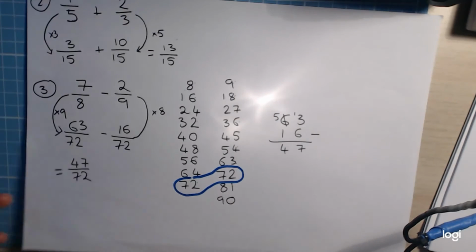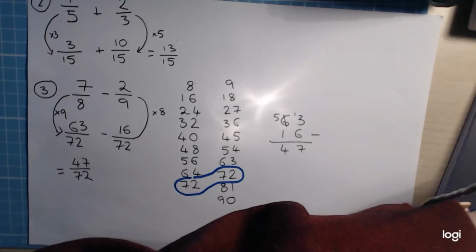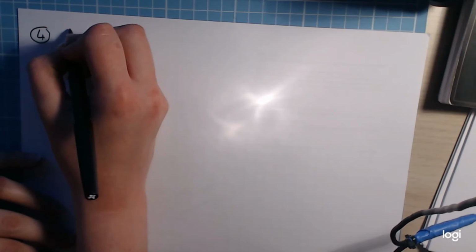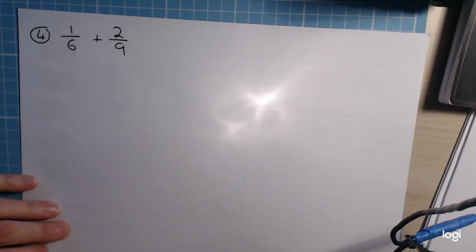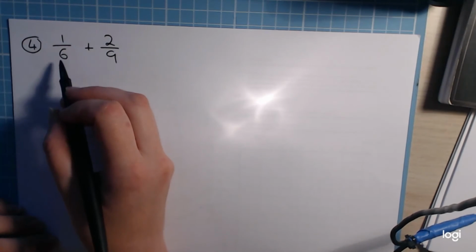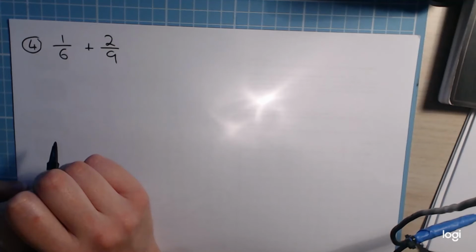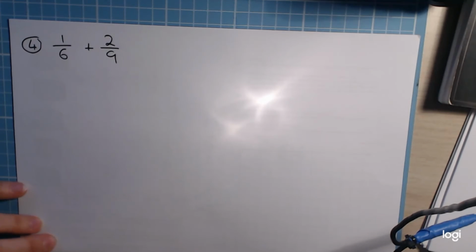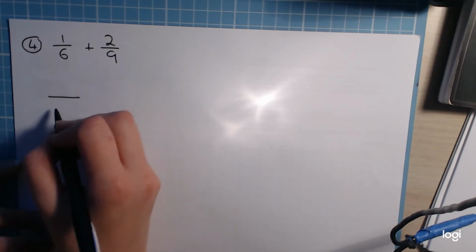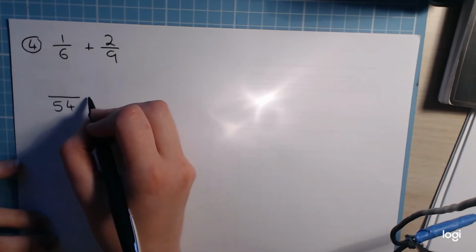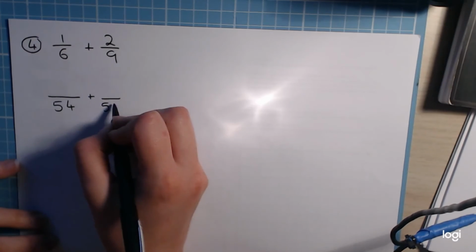Right, now the last one I want to do on these, get another piece of paper, is one to just address that misconception I spoke about. So we're going to do number 4, 1/6 add 2/9. Now, if we were to multiply those together, so 6 multiplied by 9, we'd get 54 as our common denominator. So let's work with that and just see what happens. Add over 54. There we are.